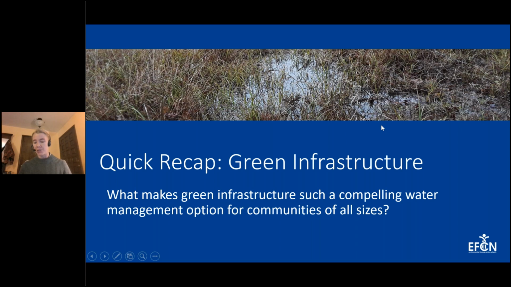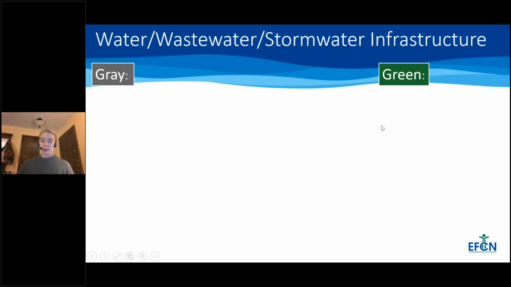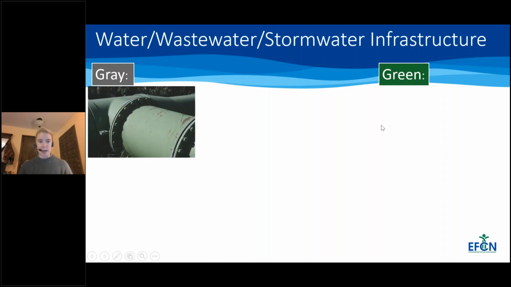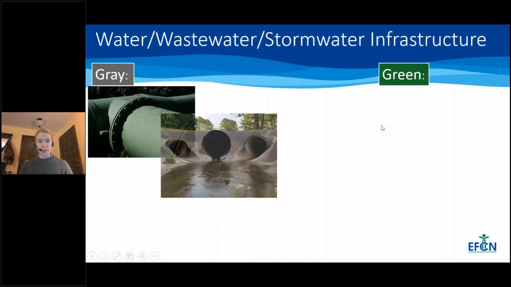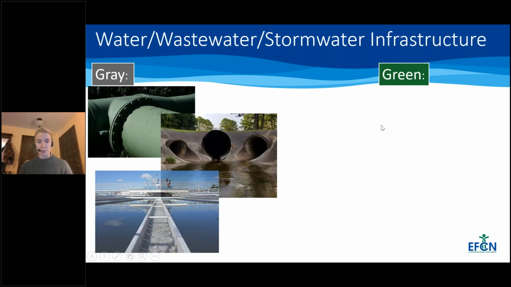So what makes green infrastructure such a compelling water management option for communities of all sizes? When thinking about words like water infrastructure, most people associate things like pipes, concrete lined drainage ditches, or treatment plants. Infrastructure assets that are primarily made from concrete and steel. So then what are we talking about with the green part? What do we actually mean by green?